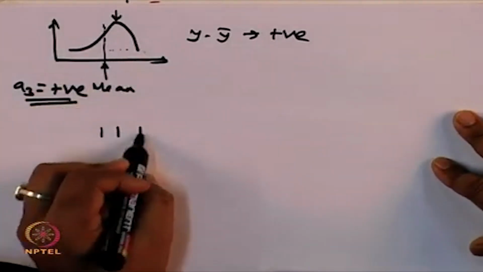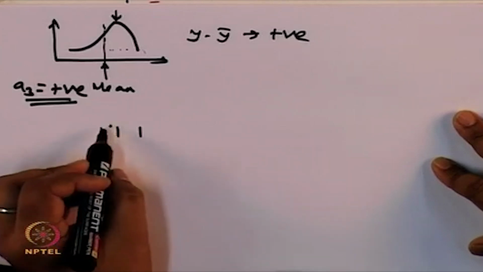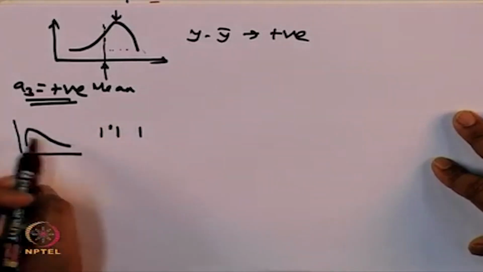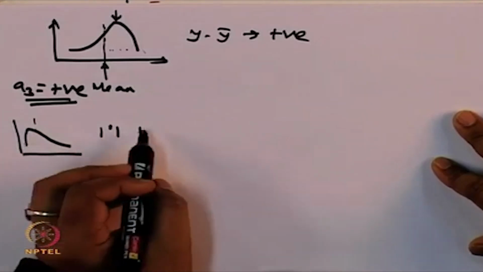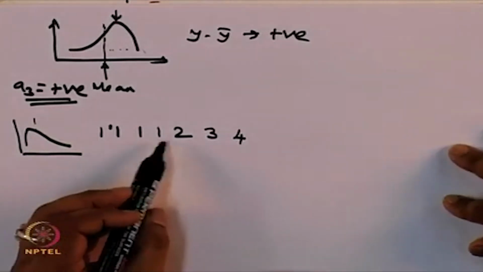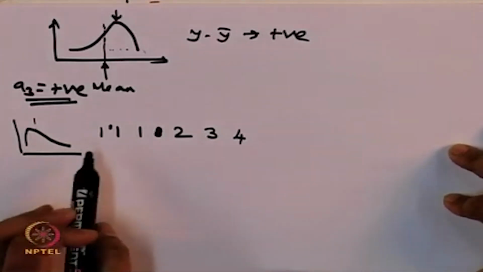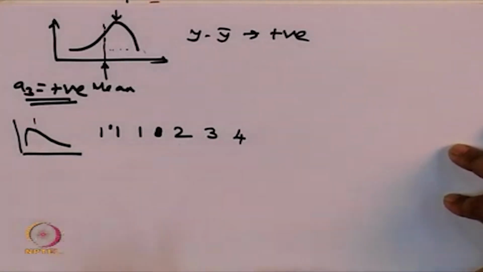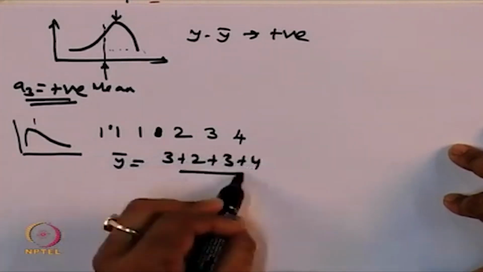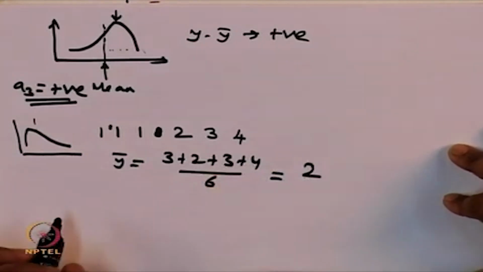So, let us say my variables are 1, 1, 1, 2, 3, 4. Let us do this distribution. Okay. You have 3 ones, 1 two, 1 three, 1 four. So, your y bar is equal to (3 plus 2 plus 3 plus 4) by 6, which is 12 by 6, which is 2. Y bar is 2.